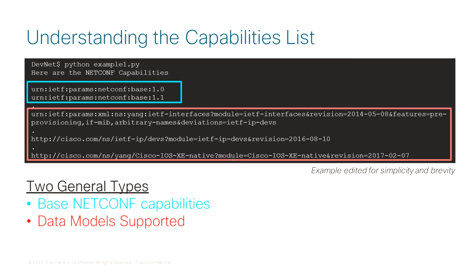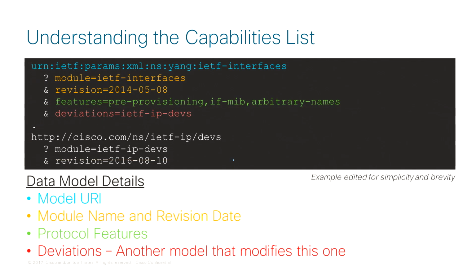The whole point of NetConf is that we're going to interact and manipulate using different YANG data models. And so the capabilities list will indicate all of those that are in the list. Let's dive a little deeper and look at those different data models that are there. So I've taken two of the data models that were supported and broken them up here so we can look at them.